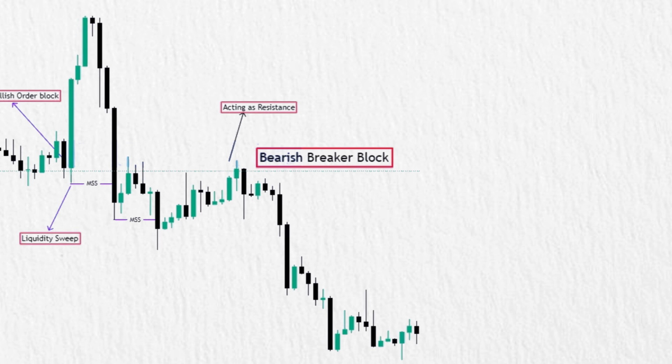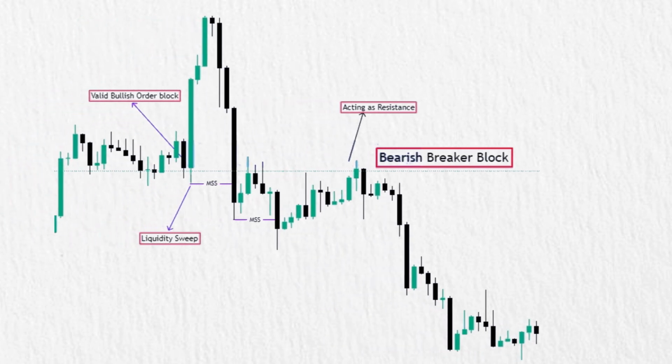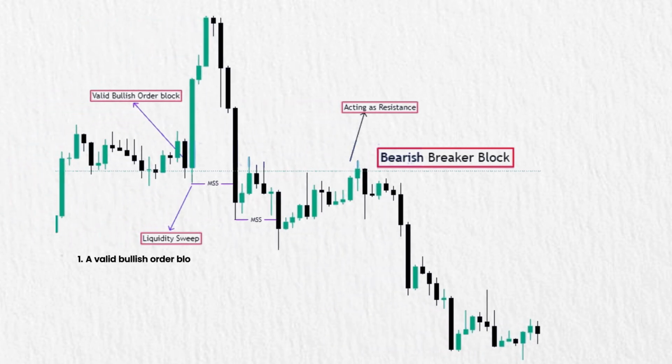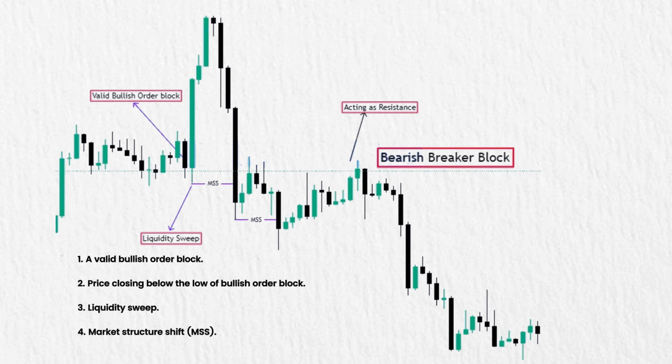But to identify a valid bearish breaker block, you need to check following things. 1. A valid bullish order block. 2. Price closing below the low of bullish order block. 3. Liquidity sweep. 4. Market structure shift MSS.